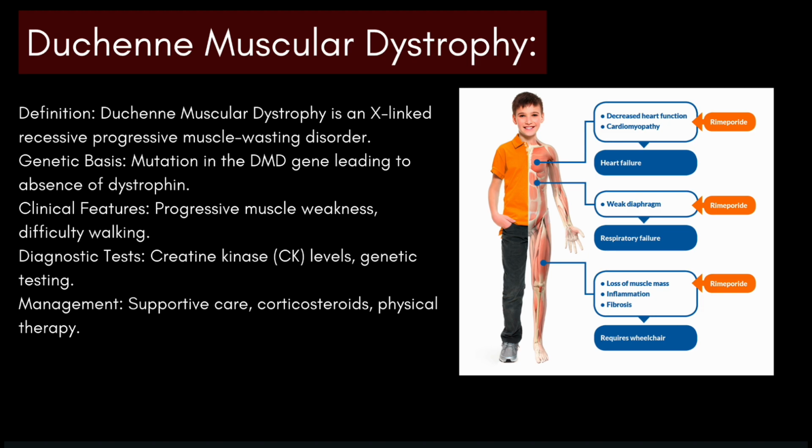Diagnostic tests for Duchenne muscular dystrophy include creatine kinase level measurements and genetic testing. Duchenne muscular dystrophy is managed through supportive care, corticosteroids, and physical therapy. We'll be talking more about Duchenne muscular dystrophy in the MSK review series, where we also talk about another less severe form of muscle wasting known as Becker's muscular dystrophy. So, good stuff to look out for.